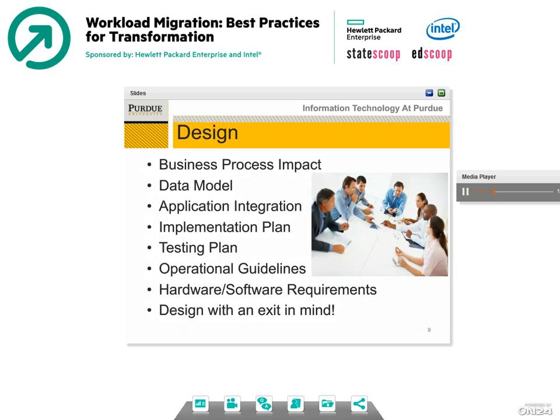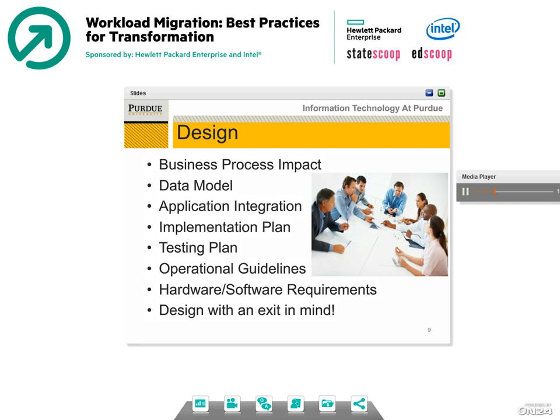So in the design process, it's lots of the standard things that you would think about in almost any design. So we go through business process impact. Do business processes flow across multiple systems and those kinds of things, and what are the implications for users? Data model, the integration pieces we've talked about, all the details of the implementation plan: who's going to do what, and what are all those steps that have to get done. Pretty robust testing plan, as I talked to earlier.